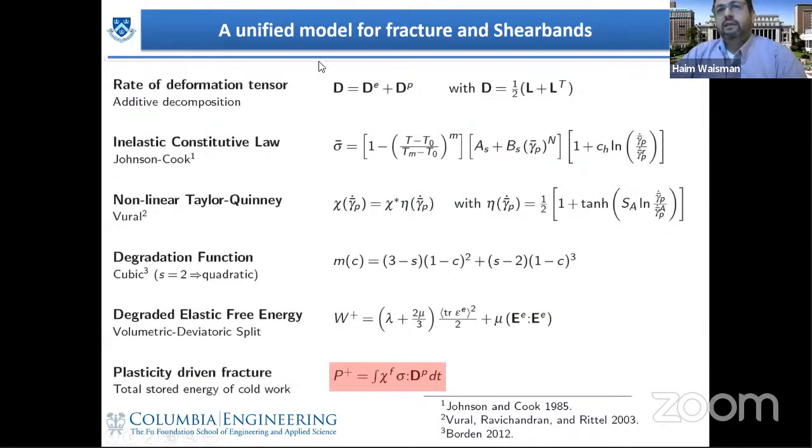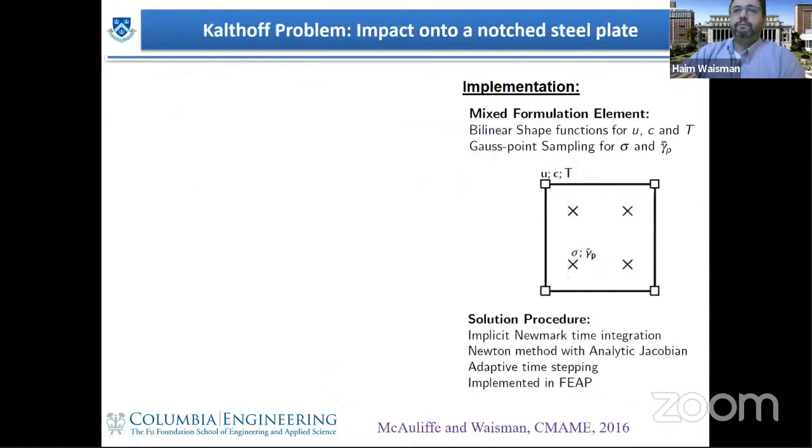And these are some of the other derivations of the physics that is included. For example, we use a Johnson-Cook model here. We consider a cubic degradation function in general. And that's basically the critical points here.